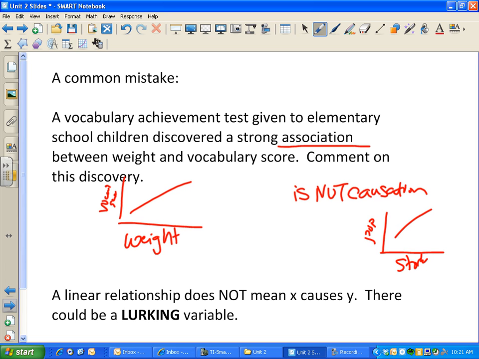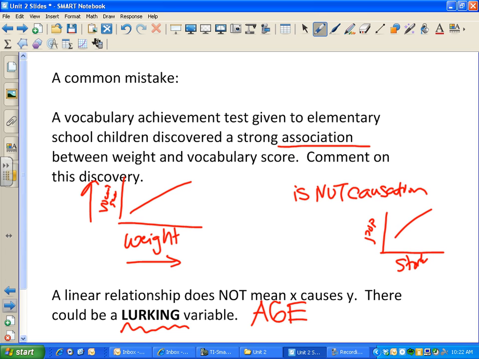So that's what I wrote here. A linear relationship does not mean X causes Y. There could be what we call a lurking variable, another variable that's not on the graph that explains that relationship. In this story problem, that lurking variable is age. Think about it. In elementary school children, the older you get, the more you weigh, and the older you get, the more your vocabulary goes up in general. So age could actually be what's causing this relationship to appear.